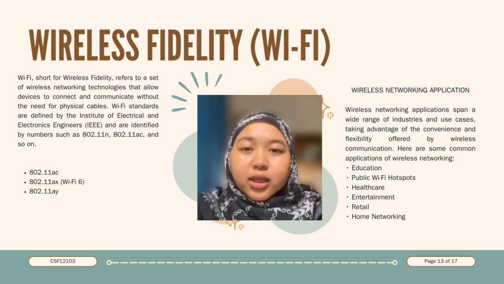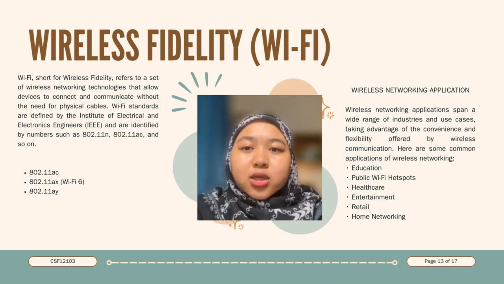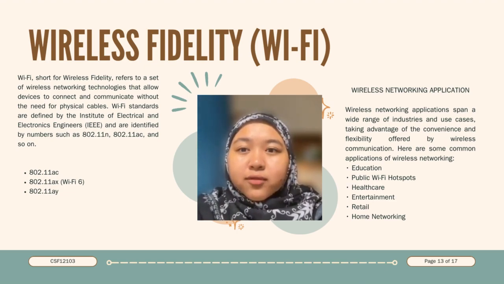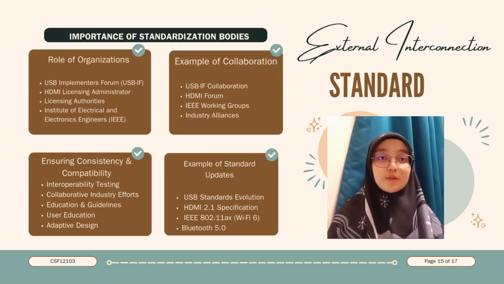Next is retail. Wireless point of sale or POS system. Retailer use wireless network for POS system, inventory management, and customer engagement. Last one is home networking. Wi-Fi networks. Most home use Wi-Fi for internet connectivity, allowing multiple devices like smartphone, laptop, smart TV, and IoT device to connect wirelessly.